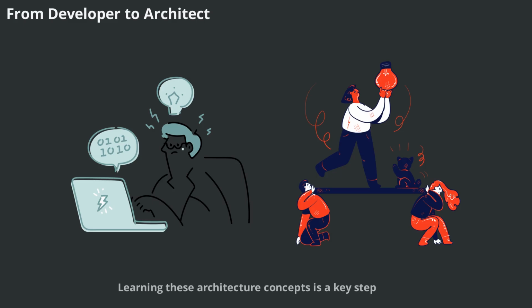Learning these architecture concepts is a key step in evolving from a developer to a system designer. You begin to anticipate challenges before they arise, thinking about load balancing before servers overload, caching before databases slow, and circuit breakers before failures cascade. This proactive mindset is what sets great architects apart, enabling them to build systems that are not just functional, but resilient and scalable.